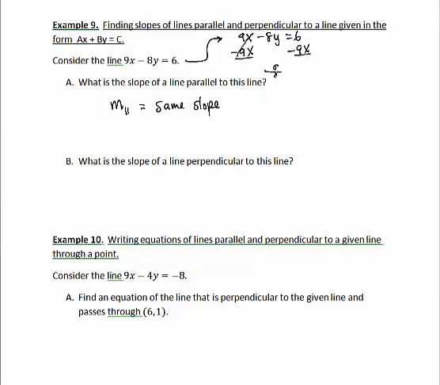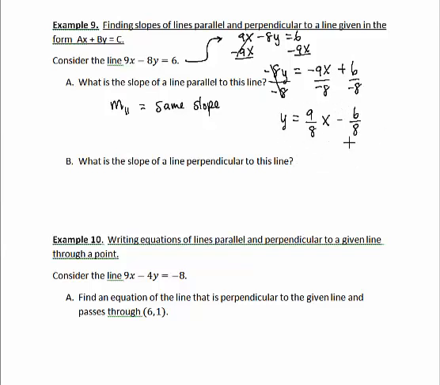This leaves us with negative 8y equals negative 9x plus 6. And to get the y by itself, our last step is to divide by negative 8. Negative 8 cancels, and we end up with y equals 9 over 8x minus 6 over 8. What's the slope of this line?